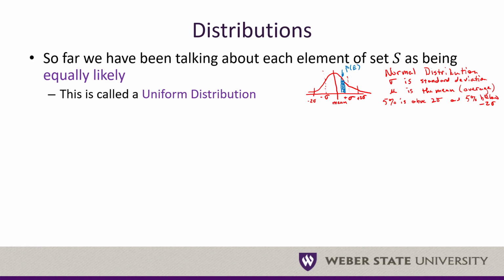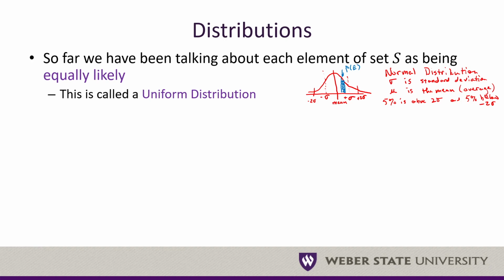And the normal curve is not the only one. The student t-test is another one. There are all kinds of distributions out there. The most common one you come across, at least with discrete probability, is the uniform distribution, but there are other ones out there.